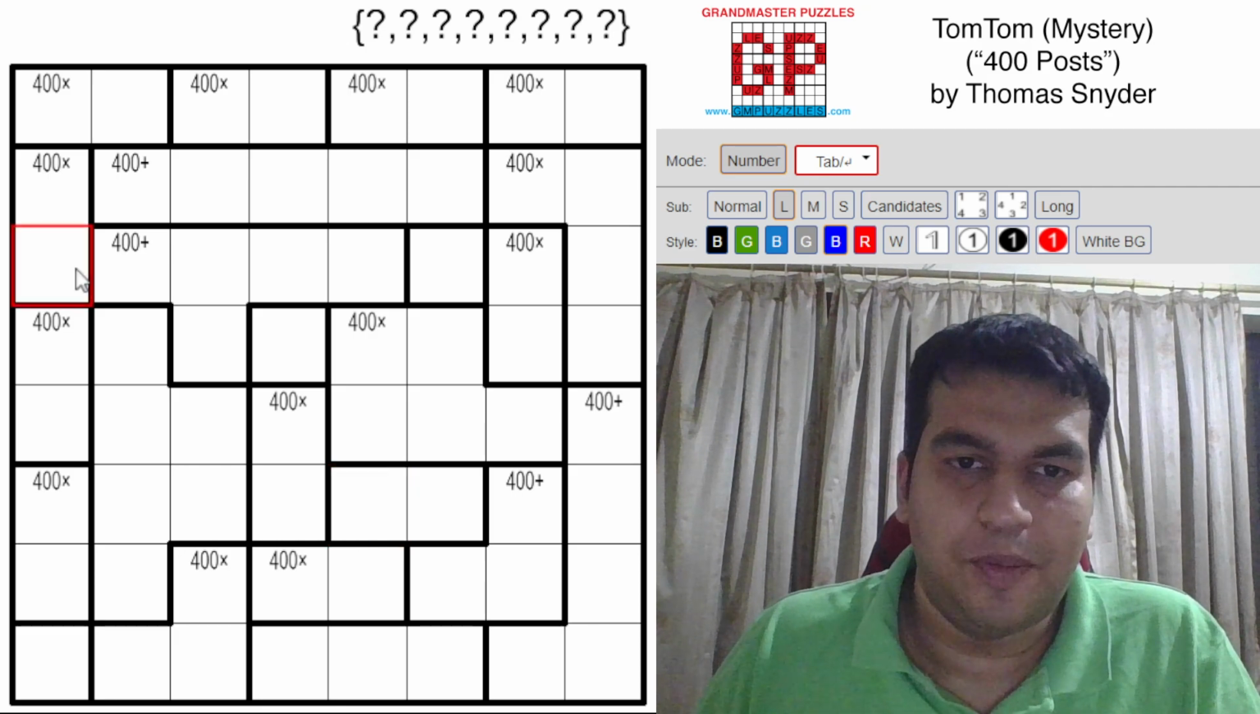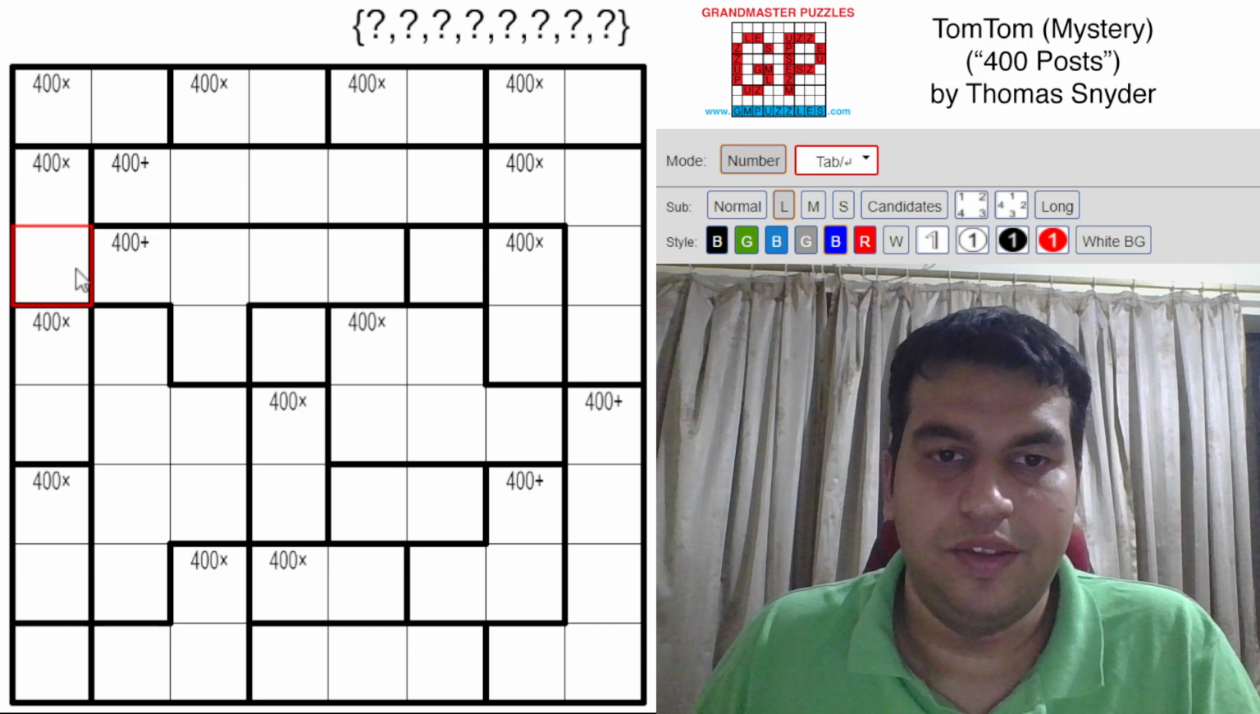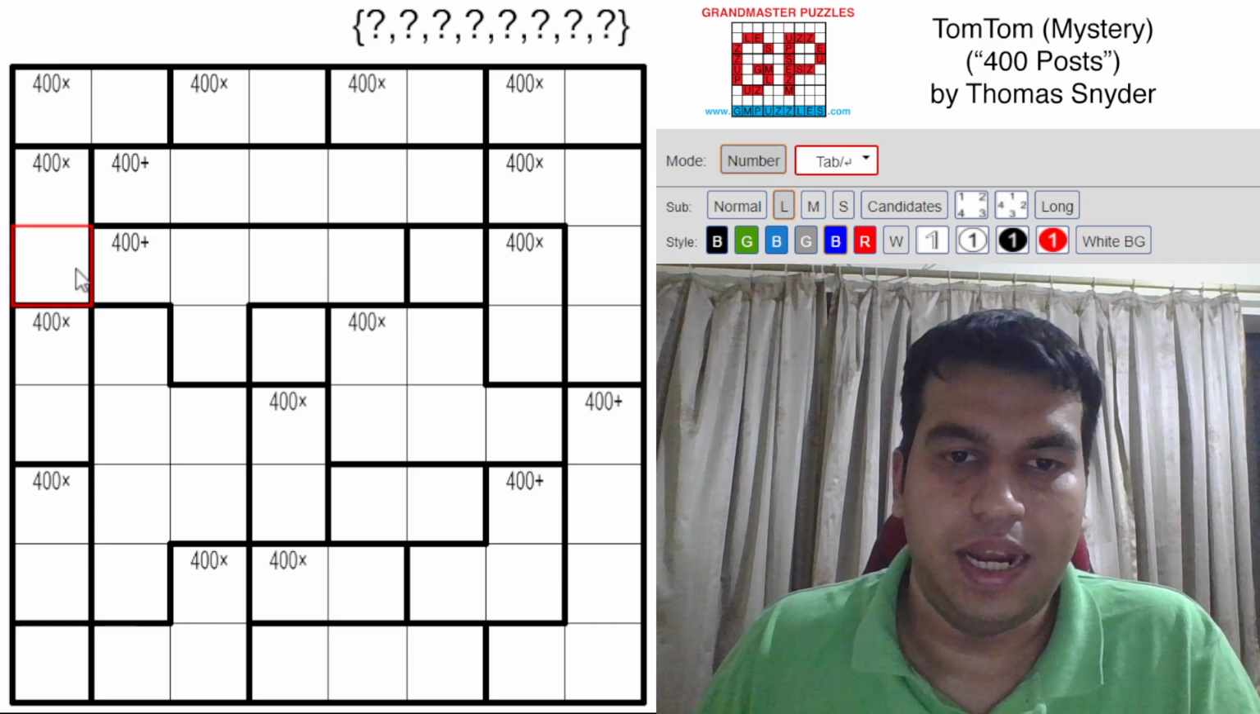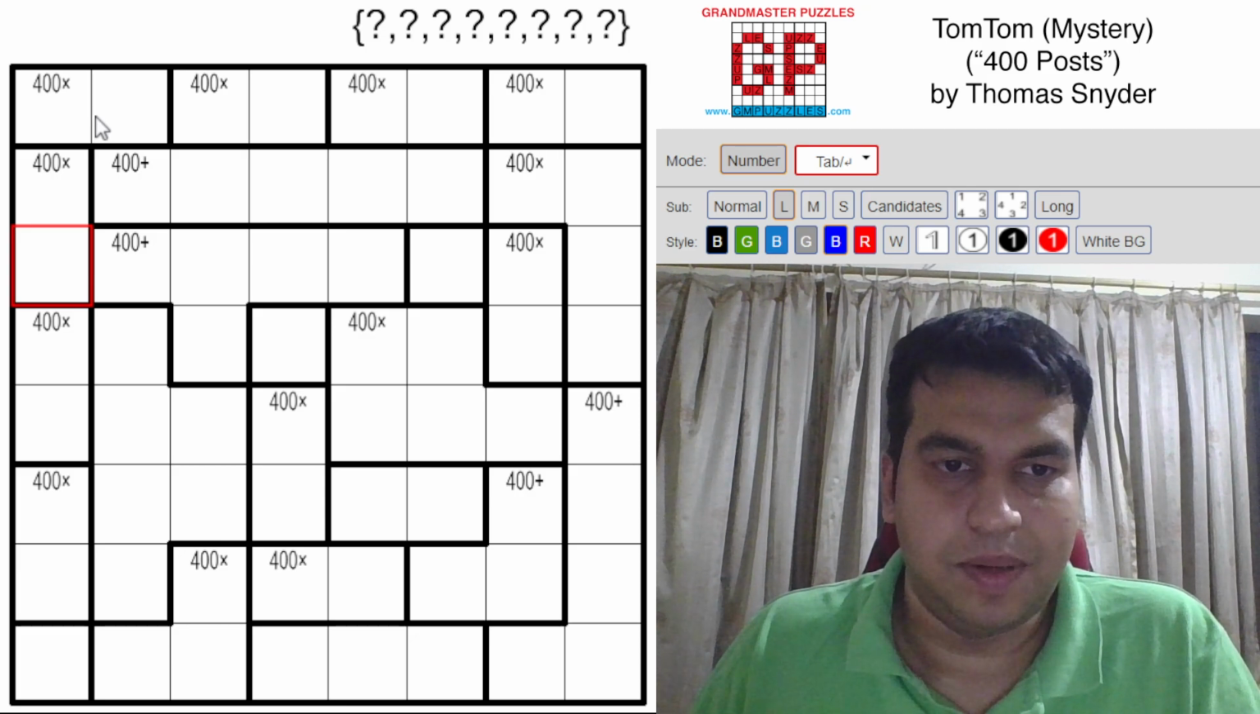We're here to solve this TomTom puzzle by Thomas Snyder. It marks 400 posts by him for the web blog, so it's themed around 400 and it has a mystery set of numbers. So, figuring out the numbers is part of the puzzle.